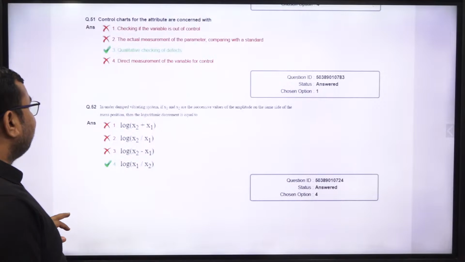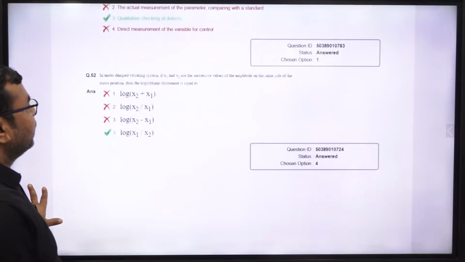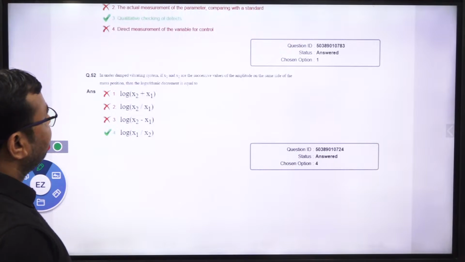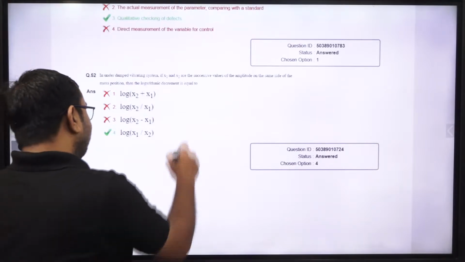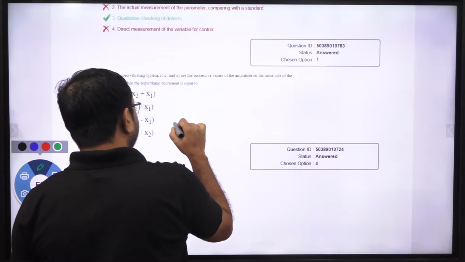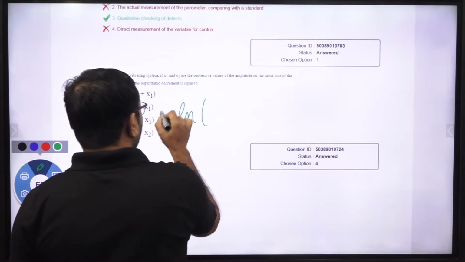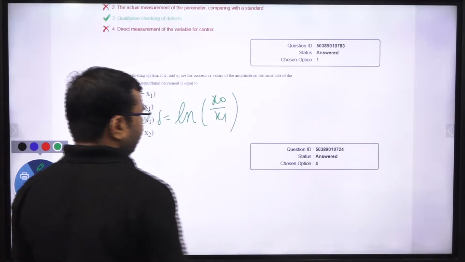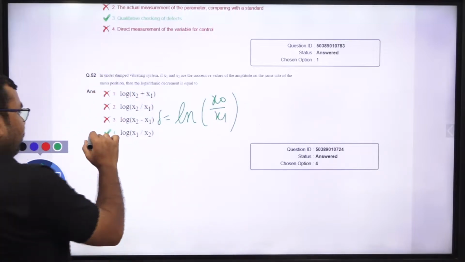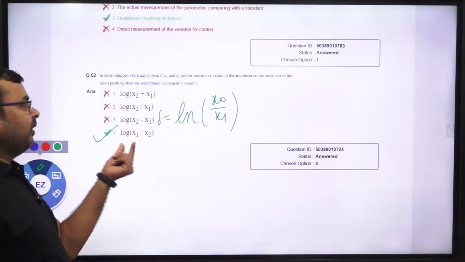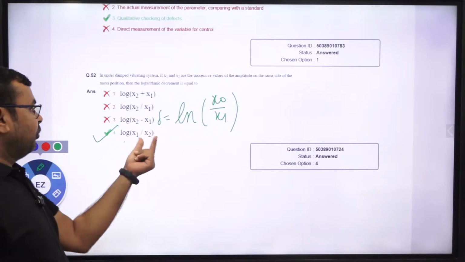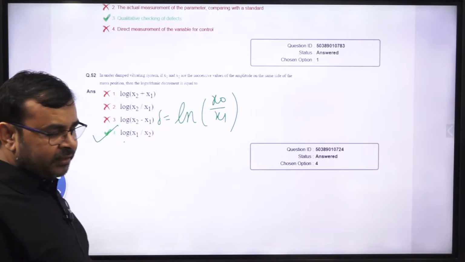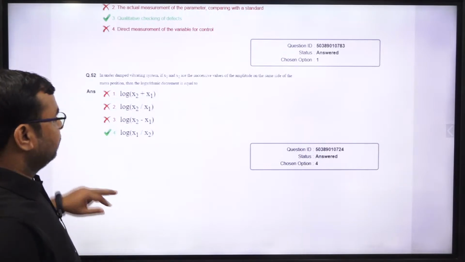Now you can see in an underdamped vibrating system, if x1 and x2 are the successive values of the amplitude on the same side of the mean position, then the logarithmic decrement is equal to. So what do you mean by logarithmic decrement? It is simply ln x naught by x1. Correct? So you can see option 1 is the right answer. Instead of x1 x0 we have x1, and instead of x2 here we have x2. Yes or no? So this is the right answer. Is it clear?